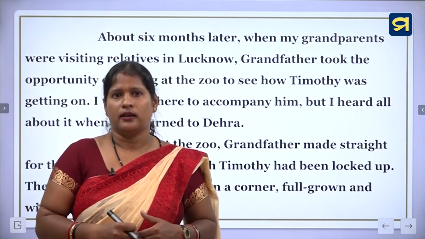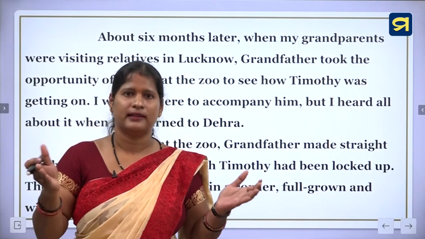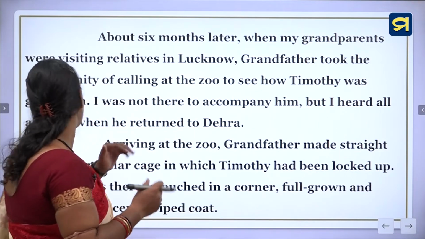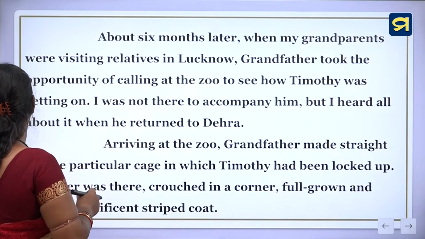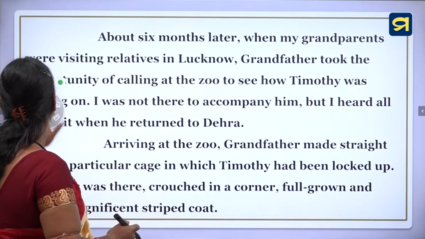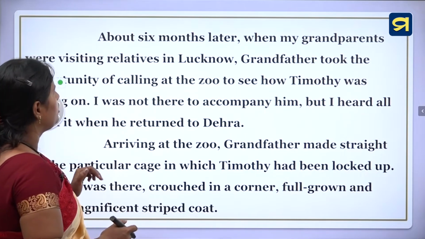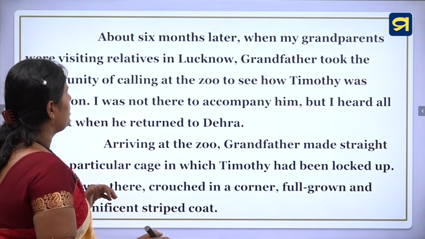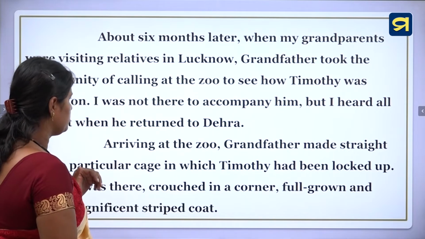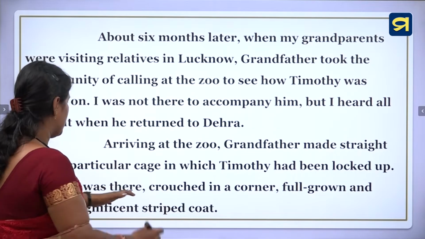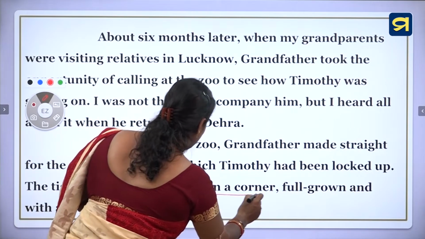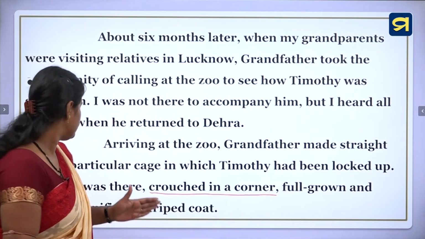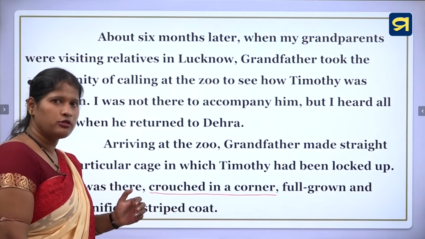When he reached there, he saw that a tiger was crouched there. Isn't it, children? Look. When he reached the zoo, he found that in a corner of that cage, a tiger was crouched.